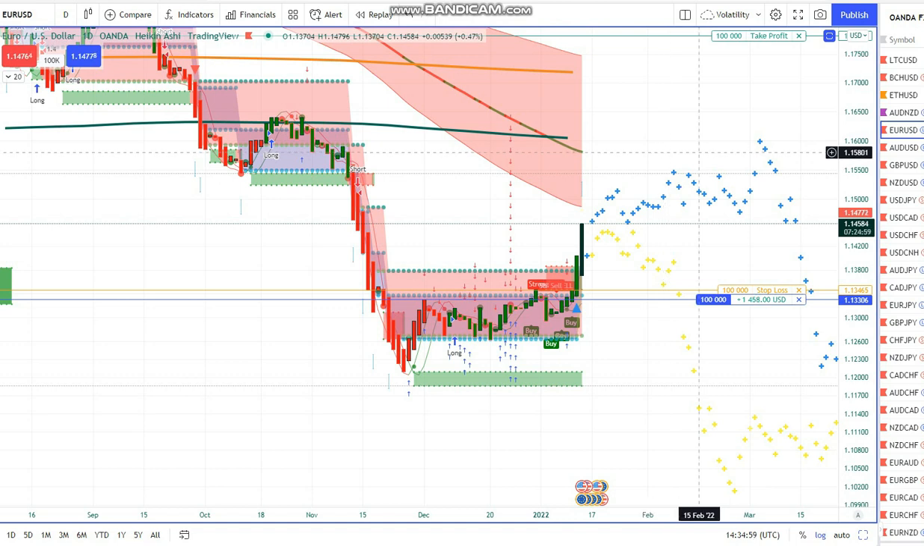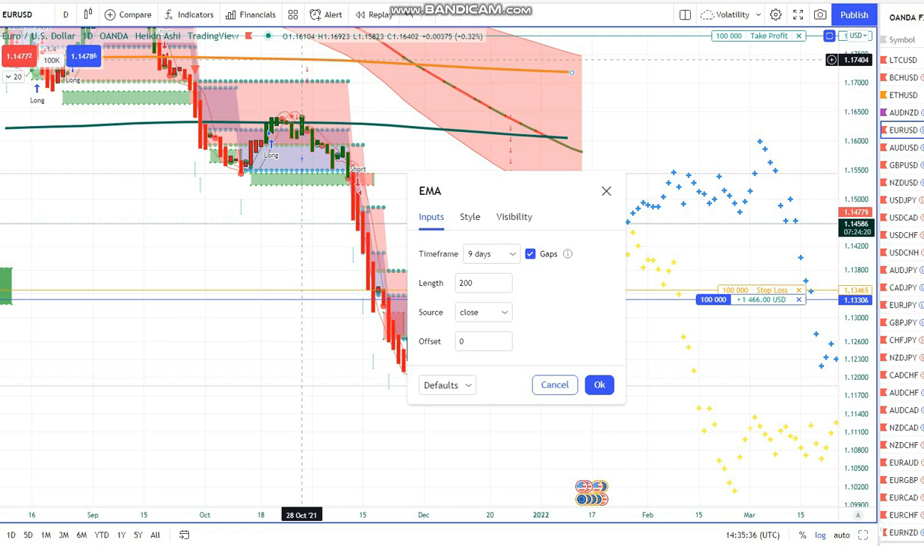Now back. For day traders it is important, if I were day trading, to first of all look at a bigger chart frame. In this case, we have the euro versus the dollar daily chart. Then we see that the major long-term trend is down. We are below this line, which is the 200 moving average of the last 9 days.